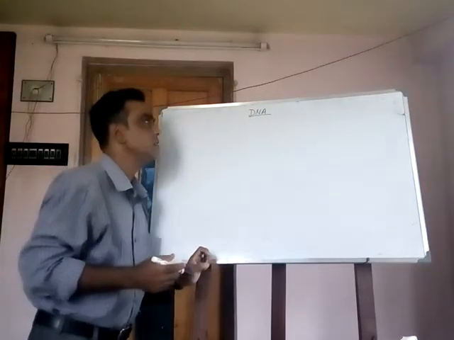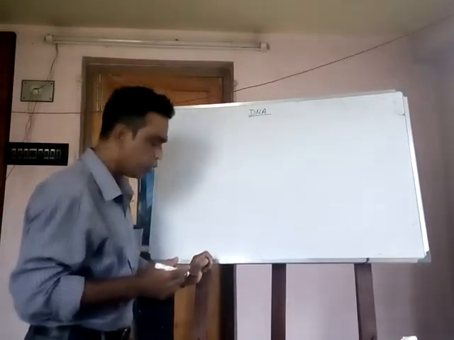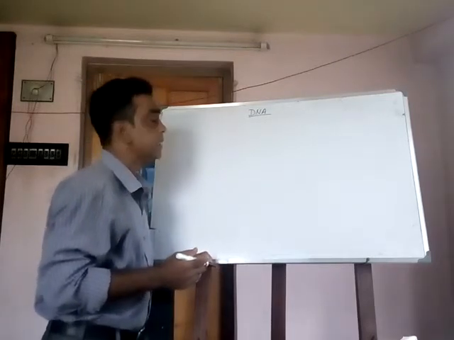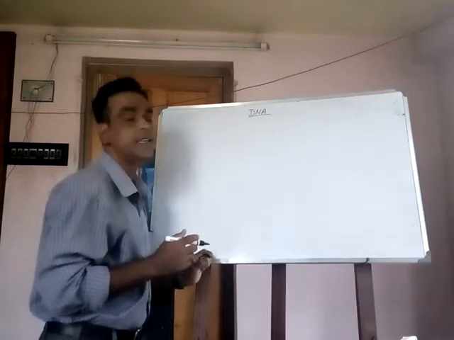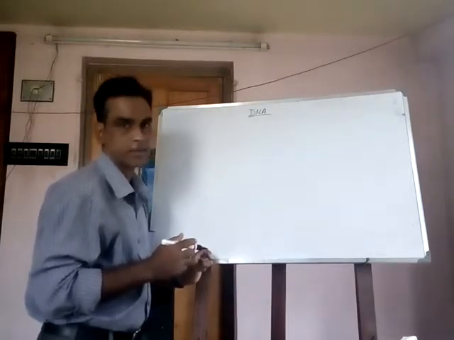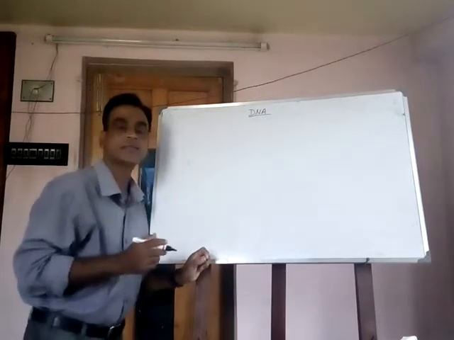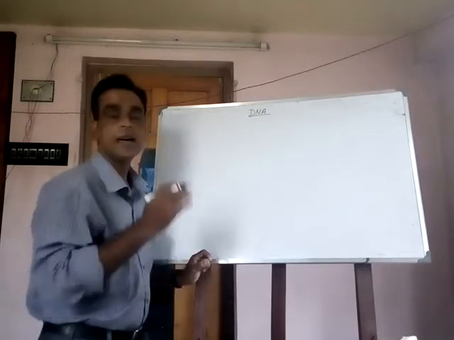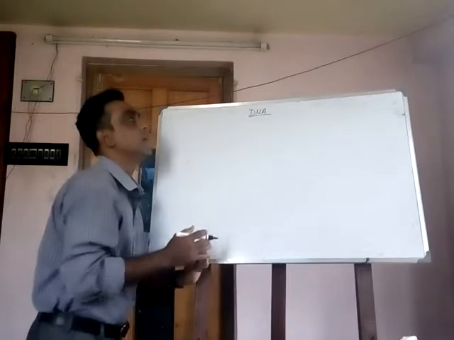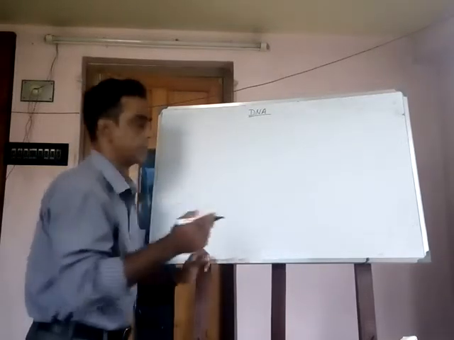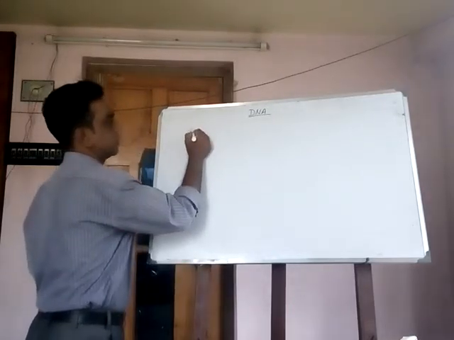DNA. The full form of DNA is deoxyribonucleic acid. It is the main genetic material of living organisms. Another genetic material is RNA, ribonucleic acid. Now, I repeat the properties of DNA. What are the properties of DNA?